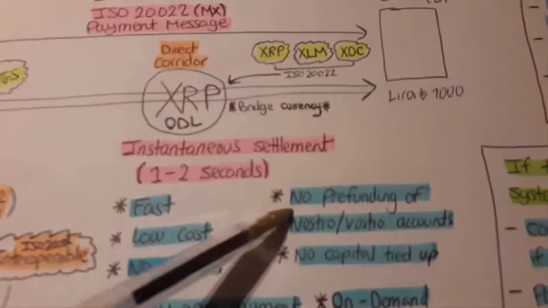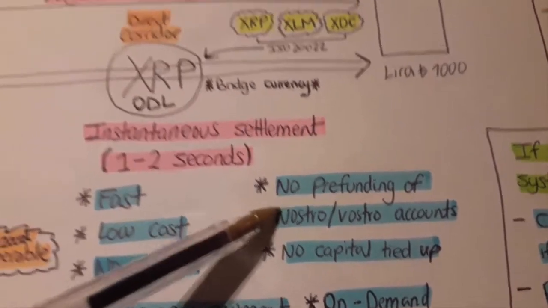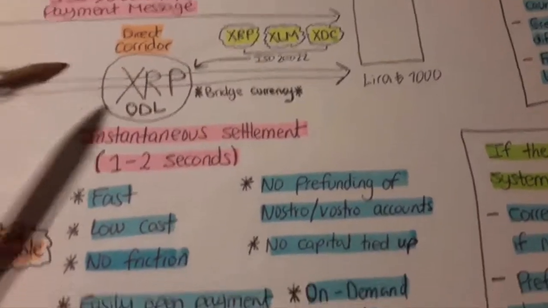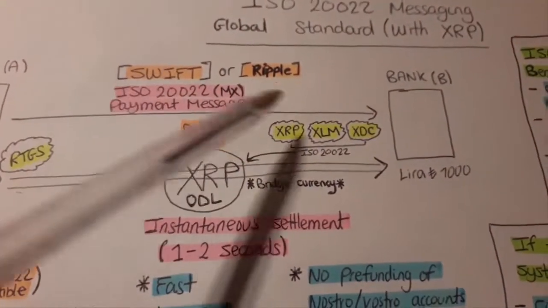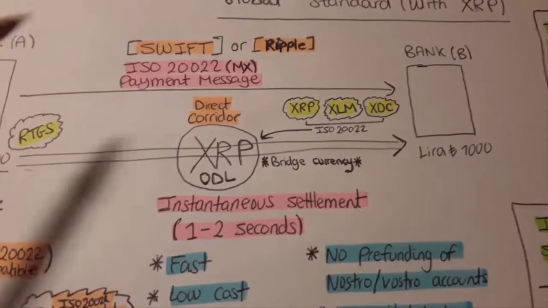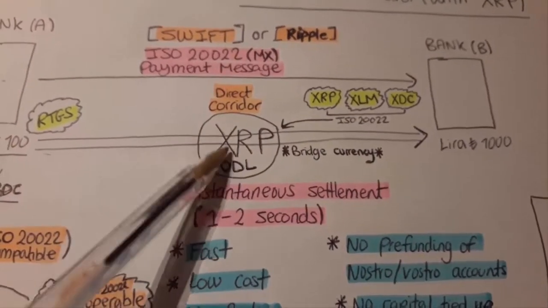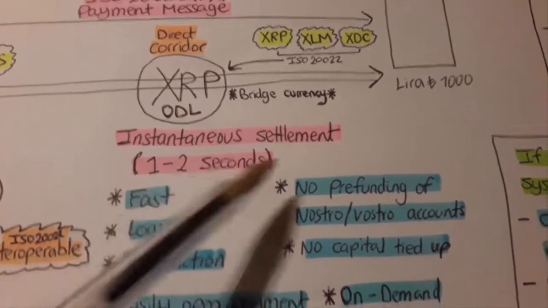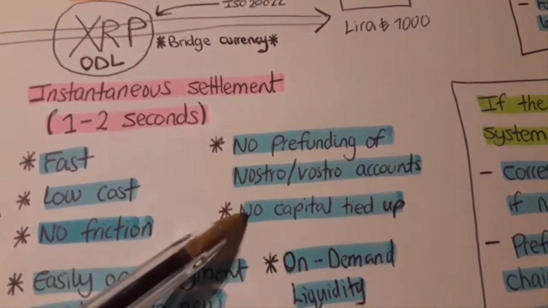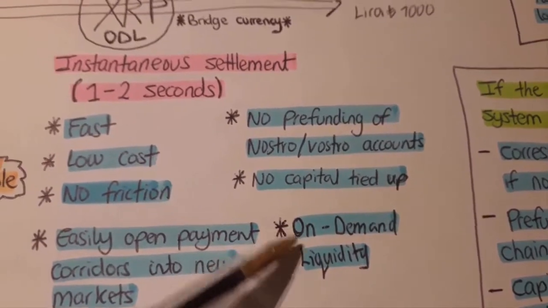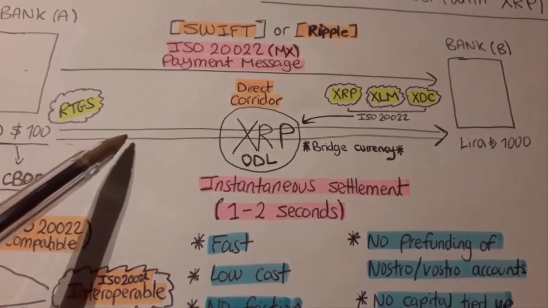And another important thing, there's no pre-funding of Nostro-Vostro accounts, because in the previous system, every bank has to be pre-funded beforehand in their local currency for the account, for their settlement to take place. But in this system, no pre-funding is necessary because it's a direct payment using XRP as the bridge asset to convert dollars into lira, and it's done within 1 to 2 seconds. So there's no pre-funding of Nostro-Vostro accounts, there's no capital tied up by the banks, and it's on-demand liquidity. I'll do another video discussing that more, but basically it's liquidity on demand.